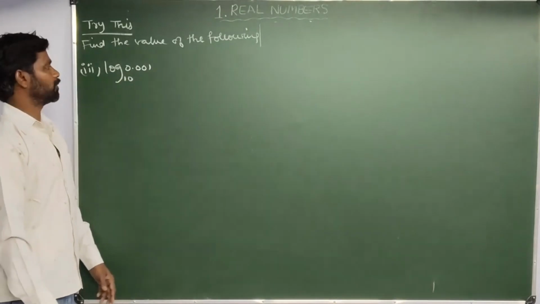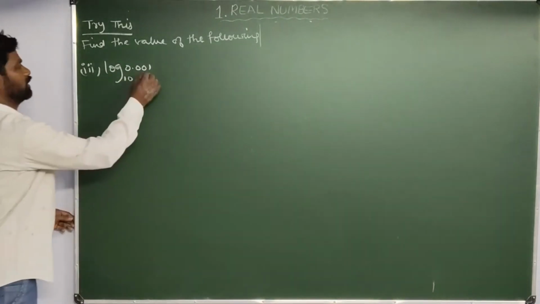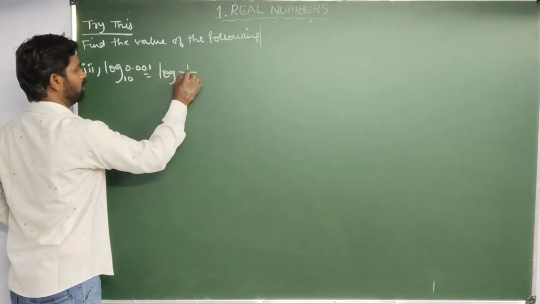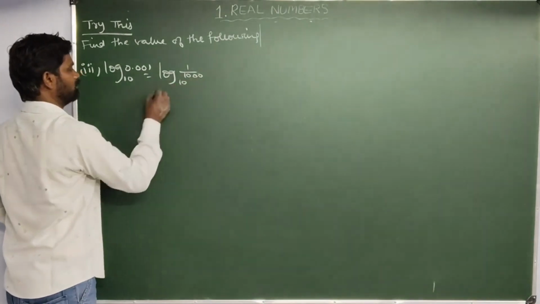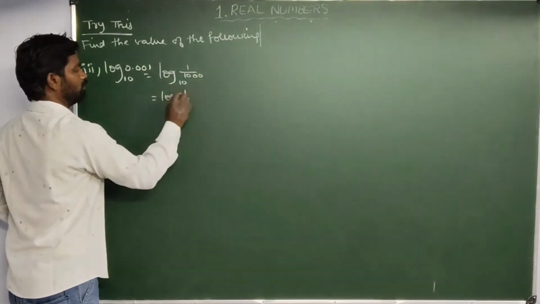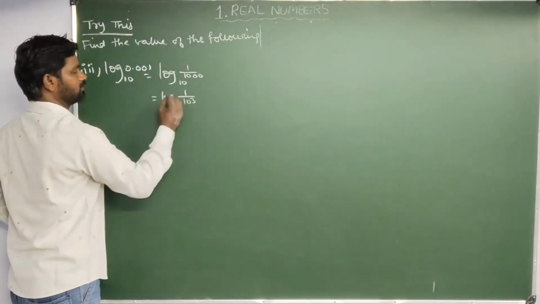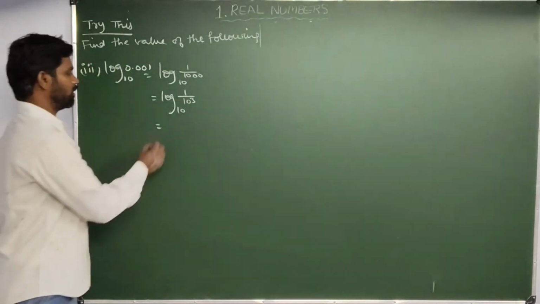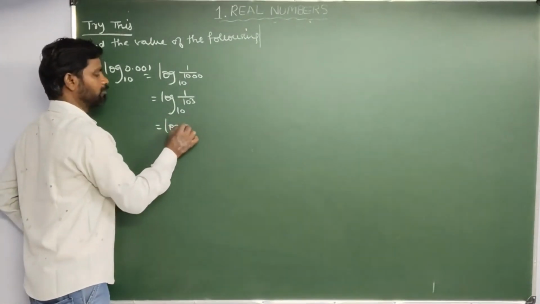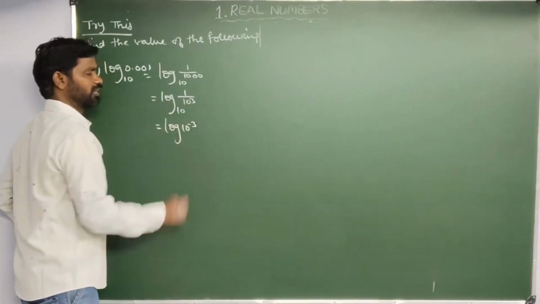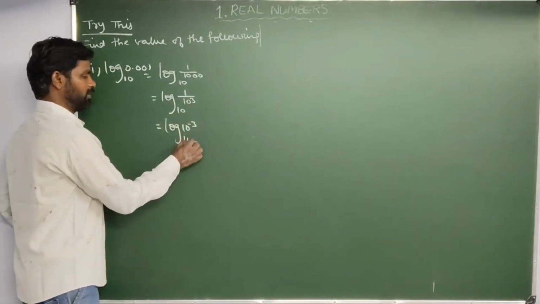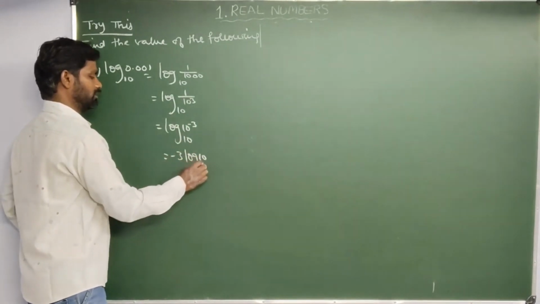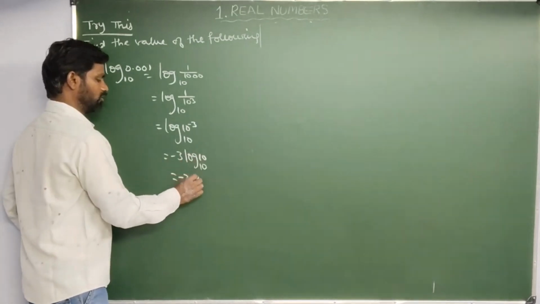Next question, log 0.001 base 10. That is equal to, now remove the decimal and write in p by q form, that is log 1 by 1000 base 10. So 1000 we can write as 10 cube, base 10. Now if I want to write this 10 cube in the numerator form, we can write that as 10 power minus 3, base 10. By using the power rule, minus 3 log 10 base 10, and that is equal to minus 3 into 1.